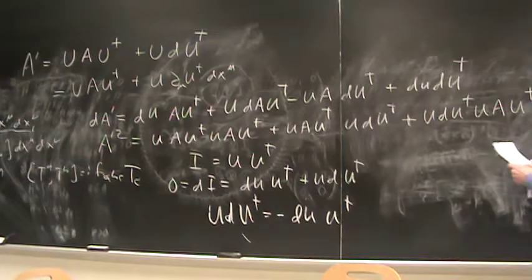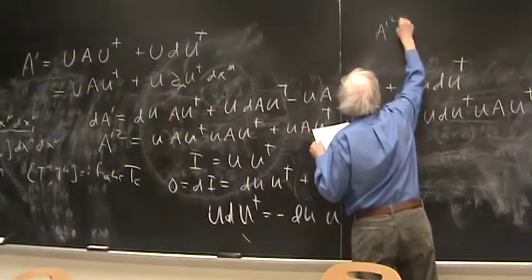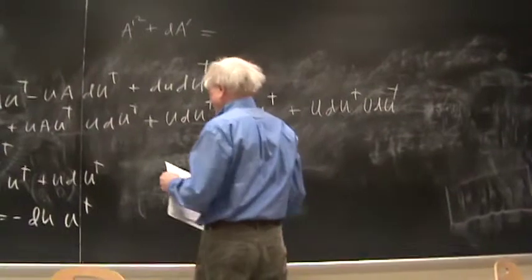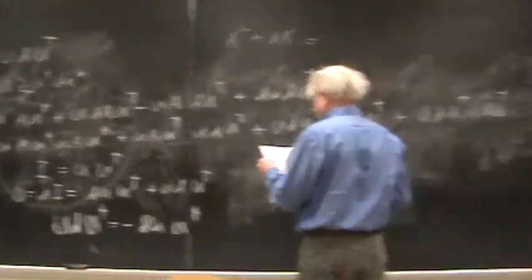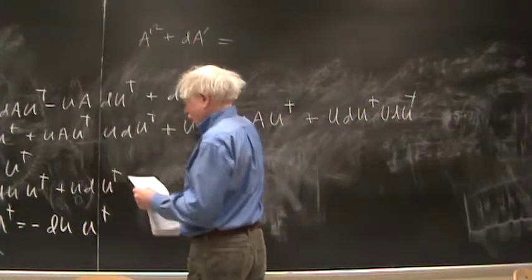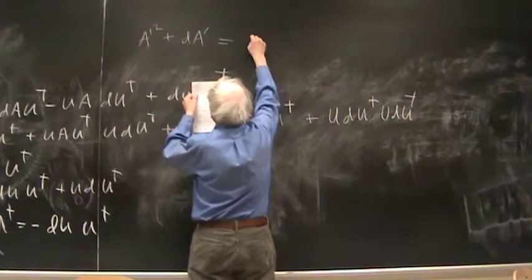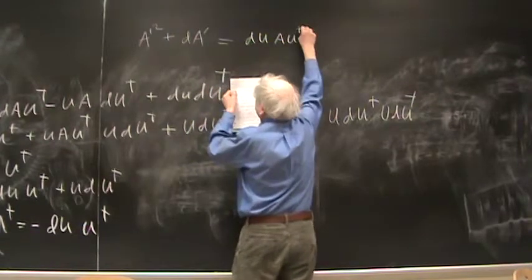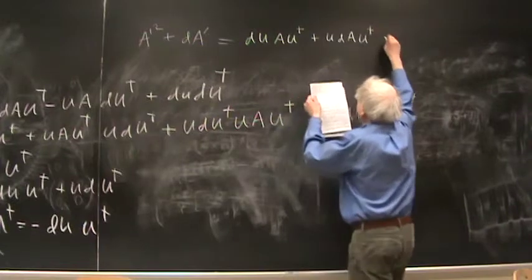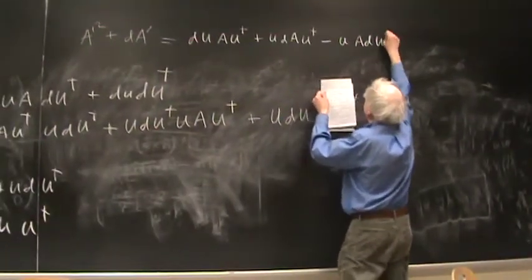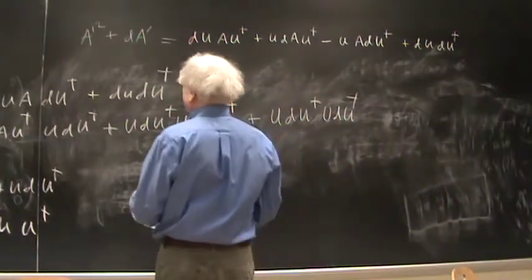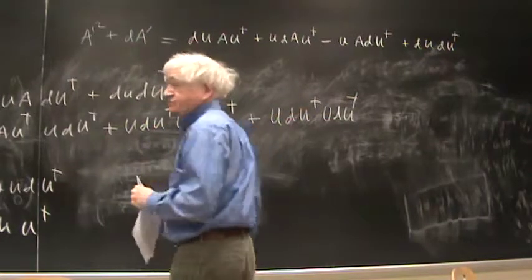Now what happens is there's a remarkable cancellation. Namely, A prime squared plus dA prime. You just add these things together and you see there are a lot of cancellations. Let me write them down. Let me first write this thing down, and this is u dagger, so I'm writing dA prime first: plus u dA u dagger minus u A du dagger plus du du dagger. And so why am I interested in this combination of A squared and dA? You'll see, because it's magic.